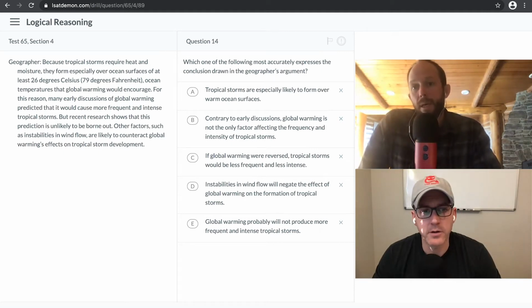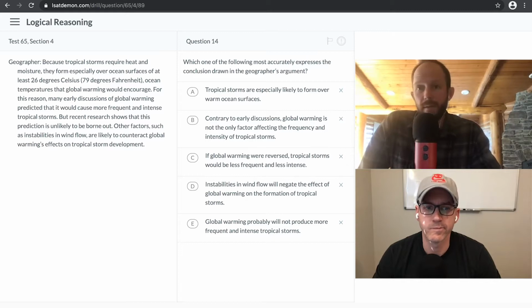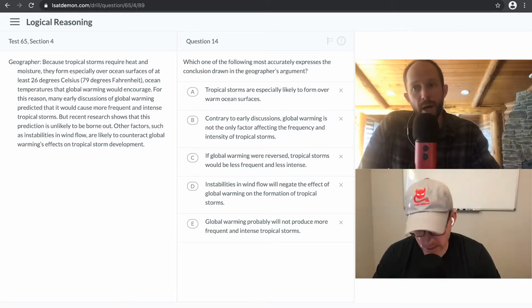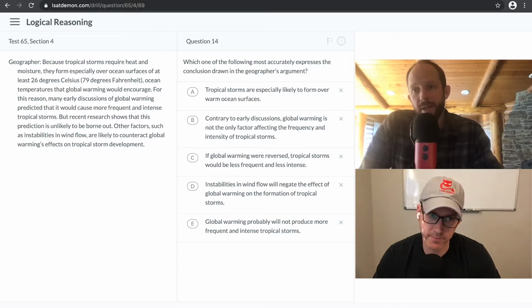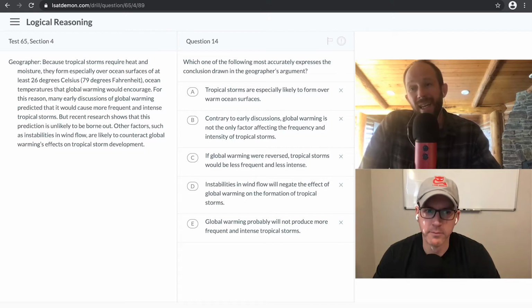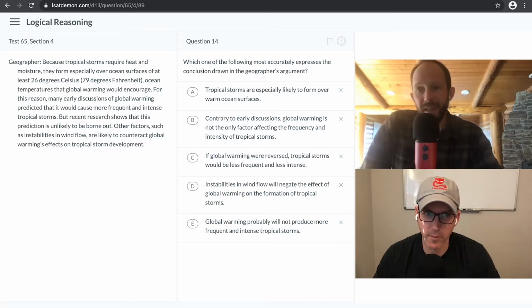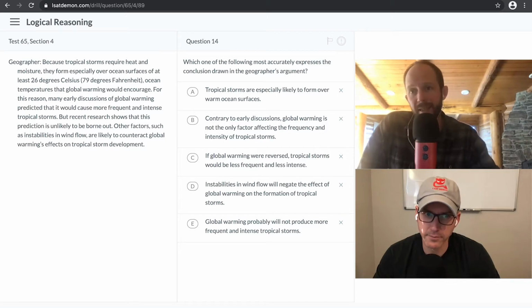Okay. So immediately, the first thing I noticed was the word require. Tropical storms require heat and moisture, which is indicating a necessary condition, not a sufficient condition, but a necessary condition. So necessary means without heat, there will be no tropical storm. Without moisture, there will be no tropical storm. Even if you do have heat and moisture, that's not a guarantee that you're going to have a tropical storm, because these are necessary conditions, not sufficient conditions.